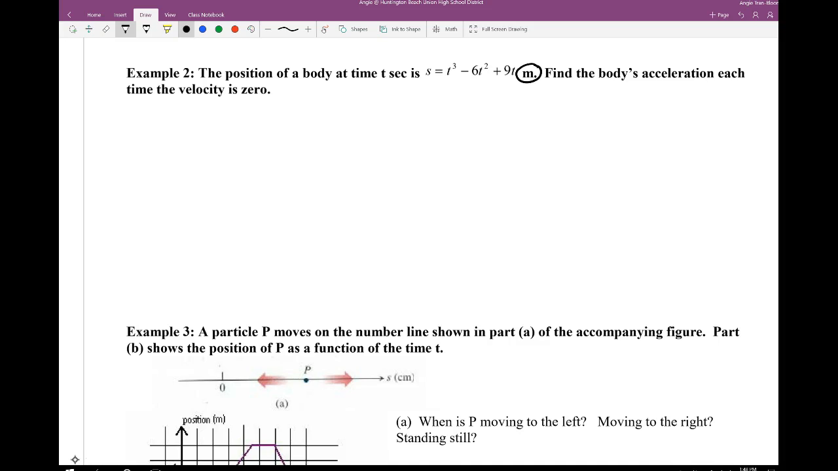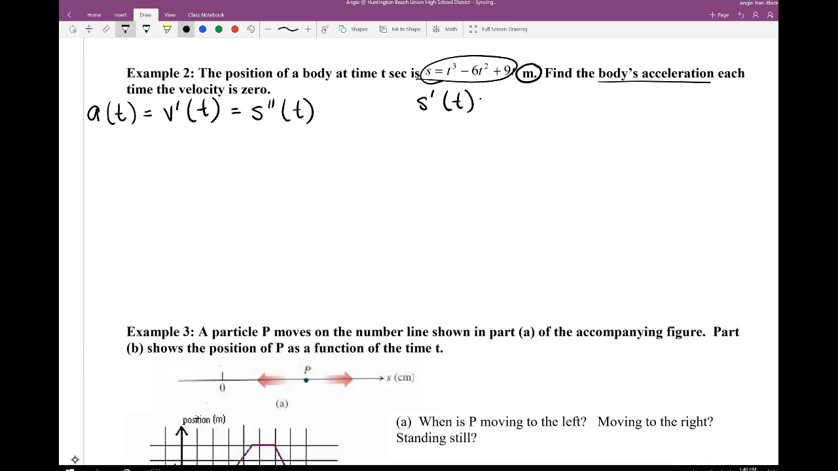Okay. So let's talk about acceleration. It says find the body's acceleration. So acceleration with respect to time is the same as the first derivative of the velocity, which is the same as the second derivative of the position formula. So we have the position right here. So what we might want to do is find s prime of t to give us the velocity.